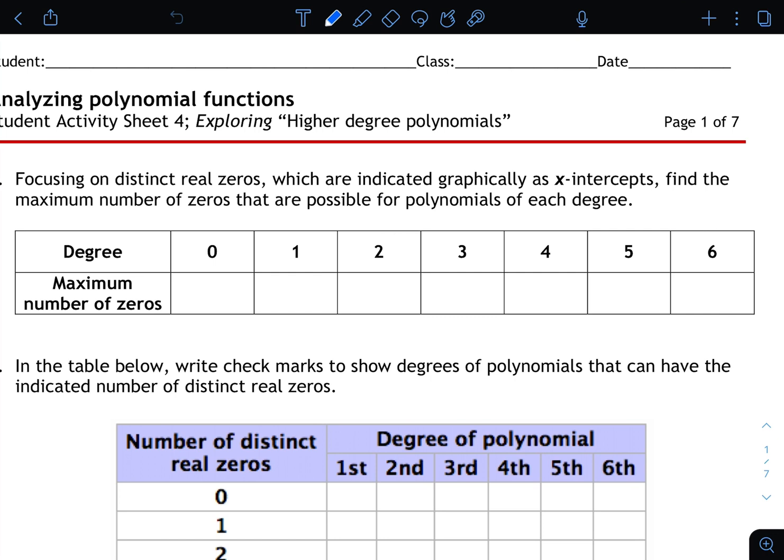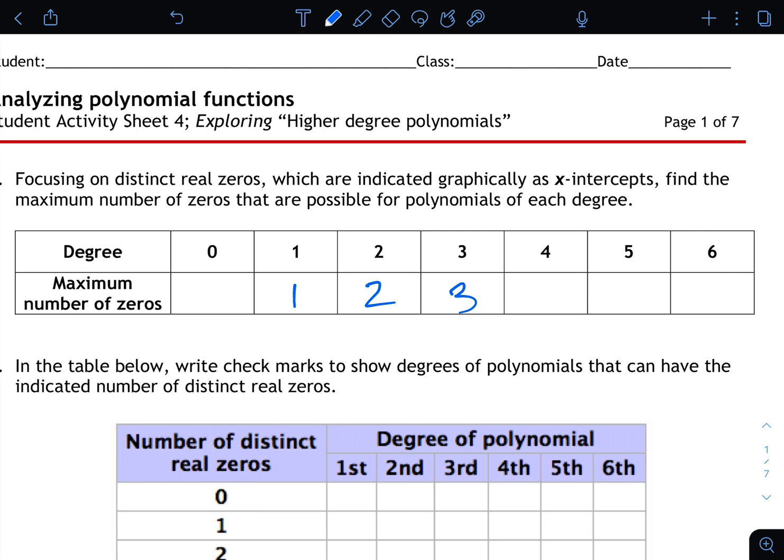So a third degree polynomial, we said it could have at most 3 zeros. And then we also looked a lot at quadratics, and we found that a quadratic could have a maximum of 2 zeros. We also looked at linear equations briefly, and we found that a linear equation could have at most 1 zero.